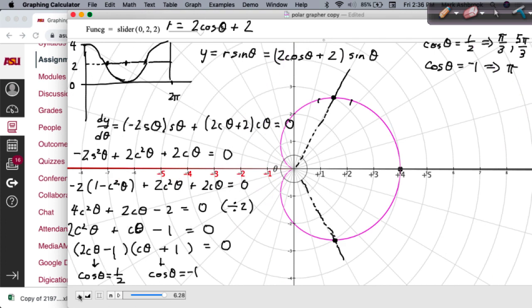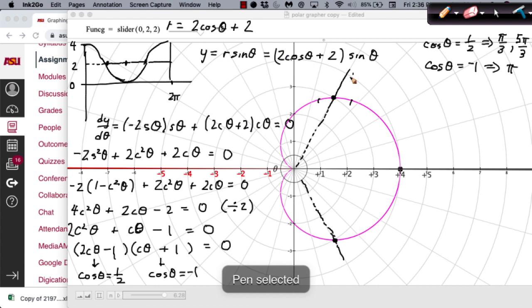So then how would we get the polar coordinates of our highest point and the Cartesian coordinates? What do we know now? We have theta, that's our pi over 3. How would we get r? Yeah, the function tells us r values for every theta. So we're going to plug it into 2 cosine theta plus 2.